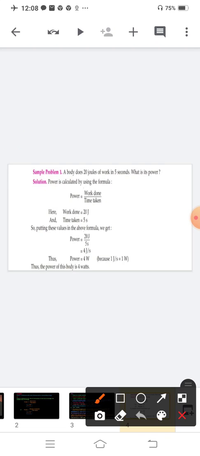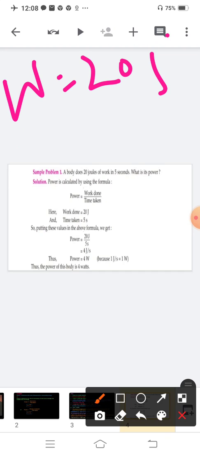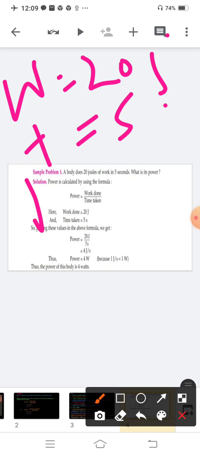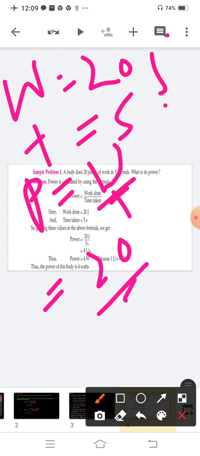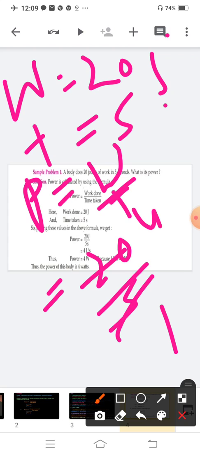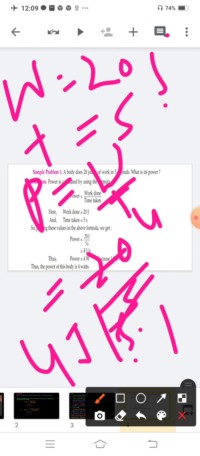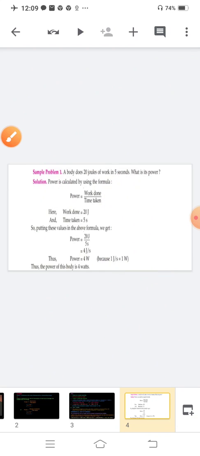Number 1, our body does 20 joules of work. That means W is equal to 20 joules in 5 seconds. That means time is equal to 5 seconds. We know that P is equal to W upon T. So 20 upon 5. 5 fours are 20. So the answer is 4 joule per second or 4 watt. Is this clear? So the power of this body is 4 watt.